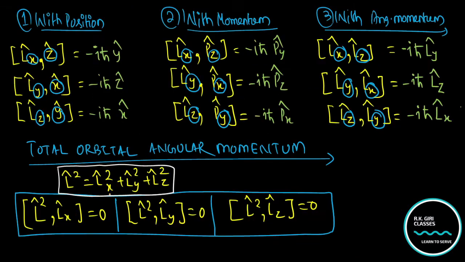That's it. Okay, now coming to the point, suppose this is x, y, z. Suppose you are starting with x and then moving towards z, that means you are moving anti-clockwise. That's why you will have minus iħ.